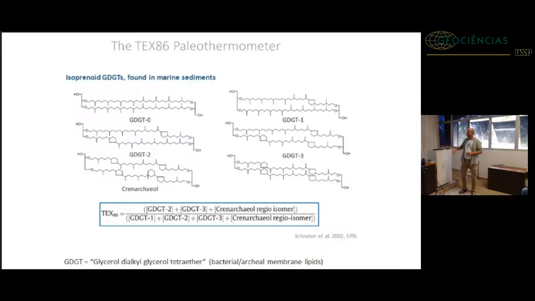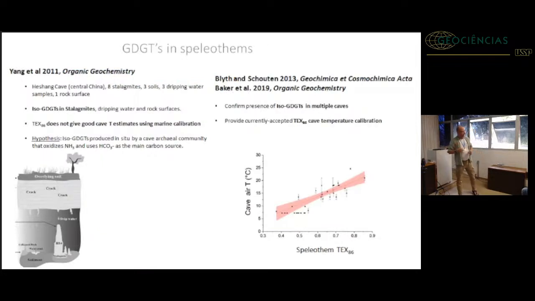No? Okay. The cool thing is, these archaea, they also exist in caves, right? And I think the first paper that we know of is by Yang et al. in 2011, who looked in one of the Chinese caves and found them. And they also registered that the changes in TEX86 went together with changes in the oxygen isotope. So, oh, that's interesting. But when they tried the then marine calibration, they got the wrong temperatures. Okay.